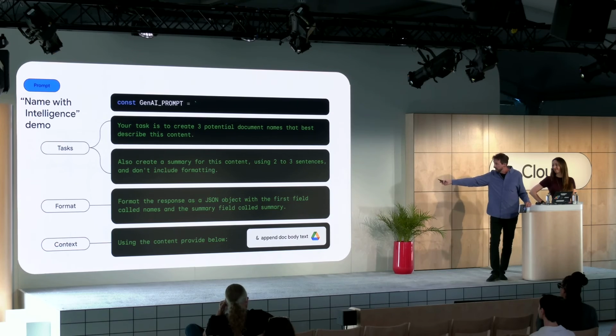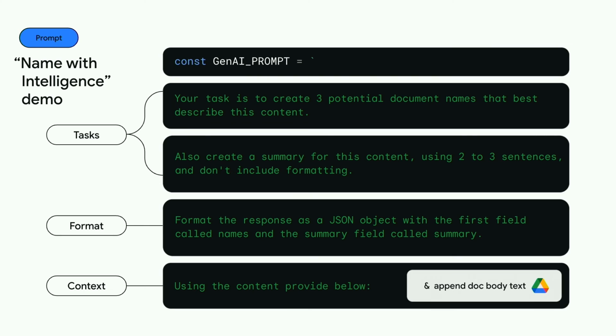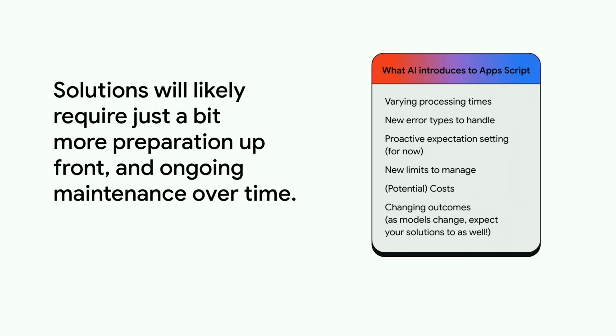As a developer, you want predictability coming back to you in your solution. So in this case, I chose to have it return to me as a JSON object that I could parse. And I was very specifically saying, I want the first field called names and the second field called summary. This way I get back exactly what I want, I parse that, and I push it back into my solution. And then finally, the context was simply derived by taking that file from Drive, getting the entire body of its content, and passing that entire context off to, in this case, Vertex, to make that work.